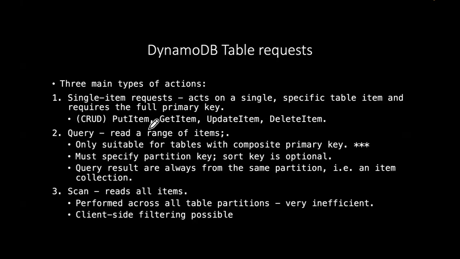A query reads a range of items. Now, queries can only be performed against a table that has a composite primary key. You cannot perform a query against a table that has a simple primary key. If we go back to the customer orders, for example, you cannot ask DynamoDB to retrieve all orders that have a total value less than 100 euro.